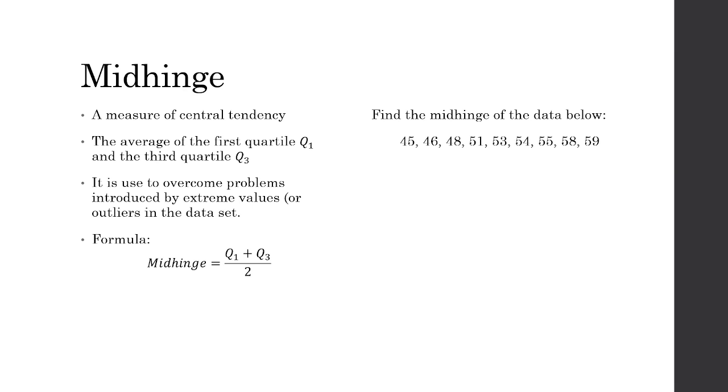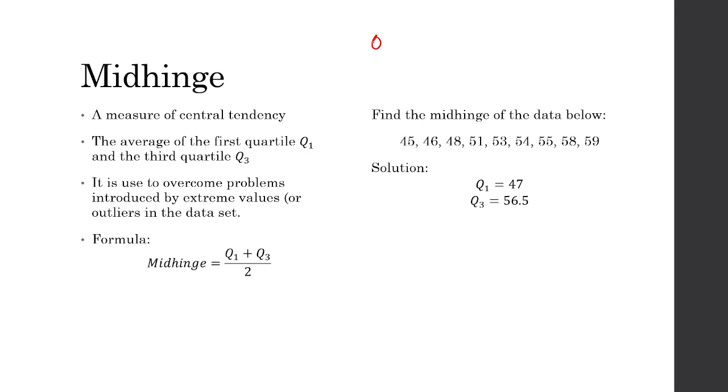And in that, to compute for the mid-hinge, you just need to determine the quartiles. So, you can check if this is really our first quartile and third quartile. Our first quartile there will be 47. See, parang mali ito. But in any case, our third quartile is 56. Parang mali nga ito. Check nga natin, class.